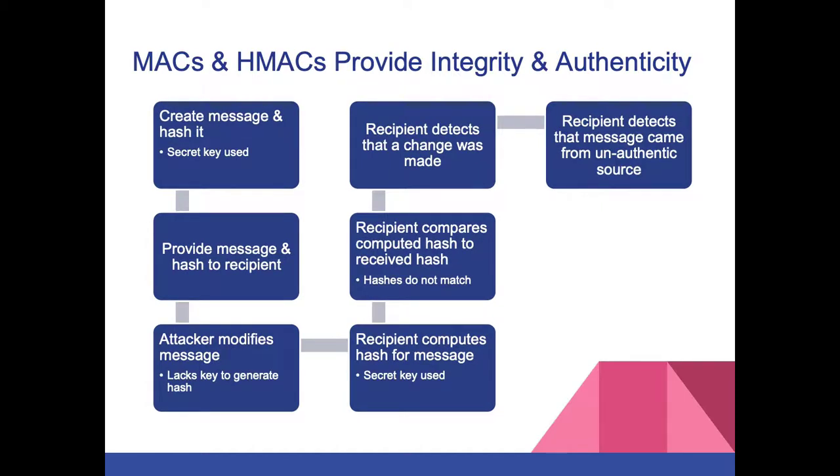Now, let's see how keyed hashes such as MACs and HMACs provide integrity and authenticity. Starting at the top left, we create a message and hash it with a MAC or an HMAC. Remember, both MACs and HMACs require the use of a key. We then make the original message and its hash available to one or more recipients.